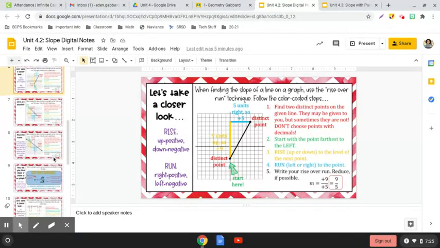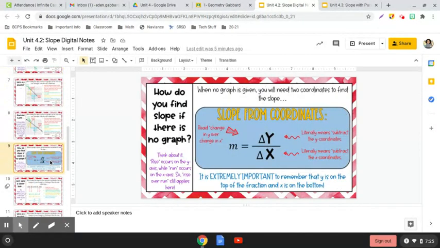Next, we looked at how to find slope using just two sets of coordinates for 2 points. And here, this is where we use our change in y over our change in x. So we literally subtract the y coordinates, and then we literally subtract the x coordinates and put them here, and that's going to be our slope.